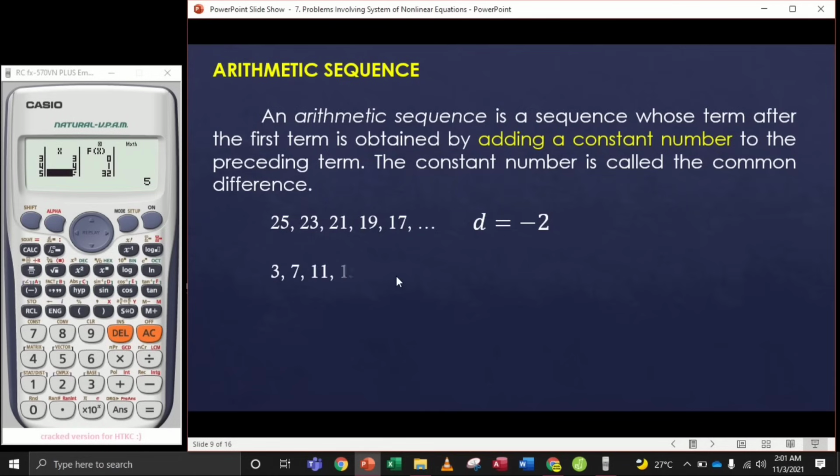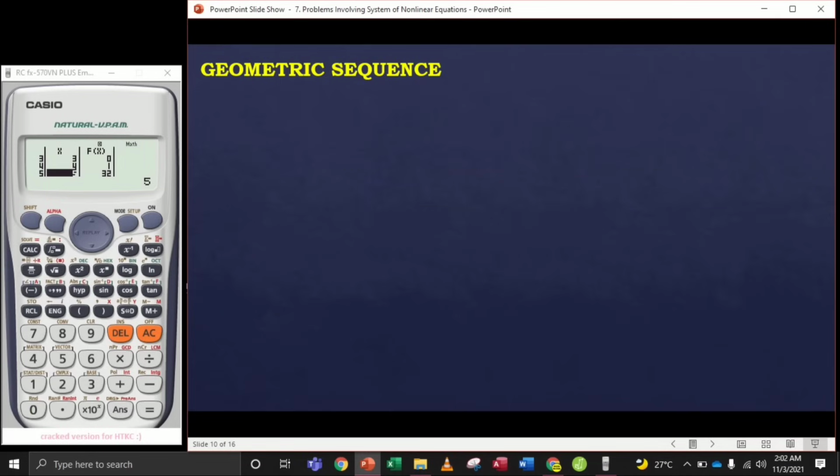Okay, another example, 3, 7, 11, 15. So, pag minus natin, 7 minus 3, that is 4. 11 minus 7, that is 4. And 15 minus 11, that is 4. So, yung common difference natin is 4. So, kagaya rin nito. 10 minus 7, that is 3. 13 minus 10. So, yung common difference natin is 3. So, madaling tandaan para malaman natin na arithmetic sequence kapag merong common difference.